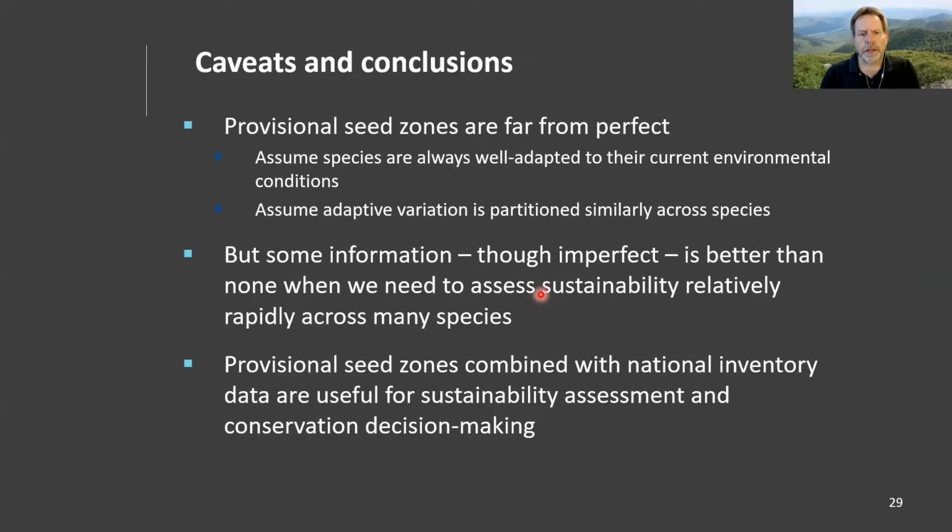So, some caveats and conclusions. These provisional seed zones are far from perfect. We assume species are always well adapted to their current environmental conditions under this framework, and we assume adaptive variation is partitioned similarly across species. So those are probably not great assumptions, but this is what we have to work with given the number of species we're looking at. Some information, though imperfect, is better than none when we need to assess sustainability relatively rapidly across many species.